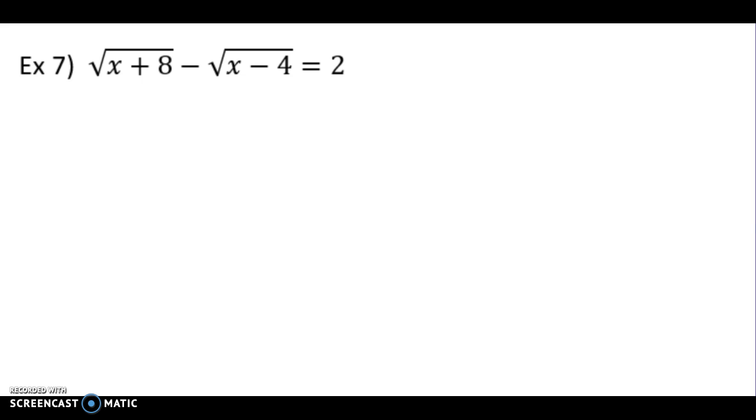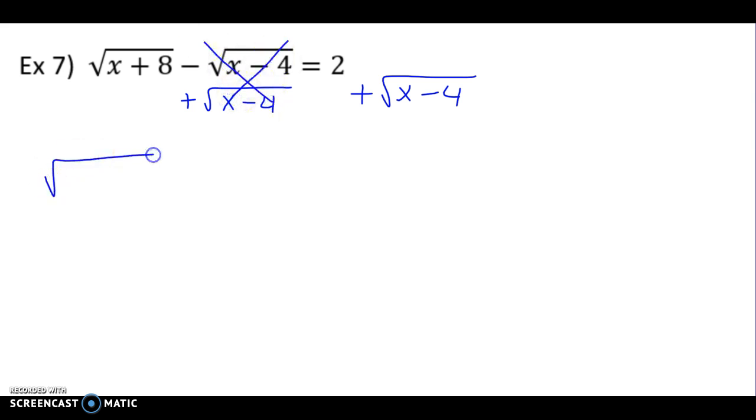First of all, are either of these square roots isolated right now? No. I need one of the square roots to be isolated so I can square that one square root. So the first thing I'm going to do is add this entire square root over to the right side. It's all one term. It's minus the square root of x minus 4, so I can add the square root of x minus 4 to the right. So these cancel. Equals, and now the right side is the 2 that was already over there, plus the square root of x minus 4.